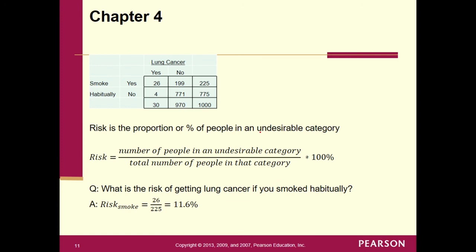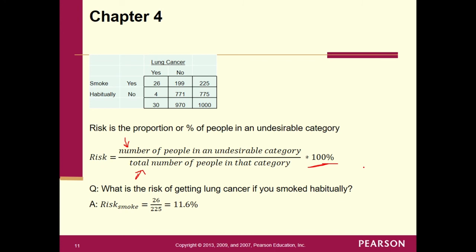So now risk is the proportion or percentage of people in an undesirable category. And since it's a proportion, it's going to be a fraction, right? And so risk is equal to the number of people in the undesirable category, so notice the number of in the numerator, divided by the total number. That would give us a proportion. Then if you wanted a percentage, you would multiply it by 100%.